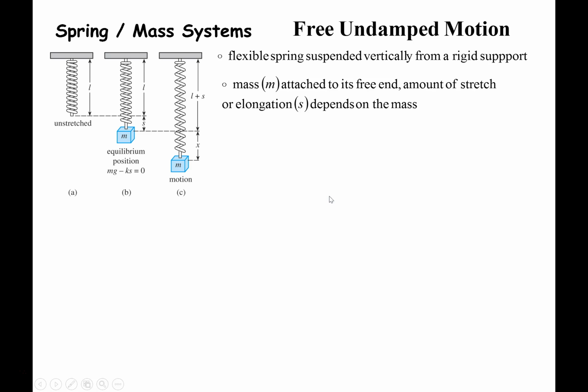So to the free end we're going to attach a mass, and that naturally then will stretch the spring, and we're going to call that distance that the spring gets stretched just by hanging the mass S. So it's elongated a distance S. And it all depends on the mass.